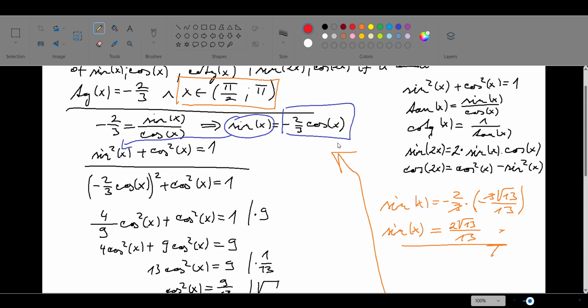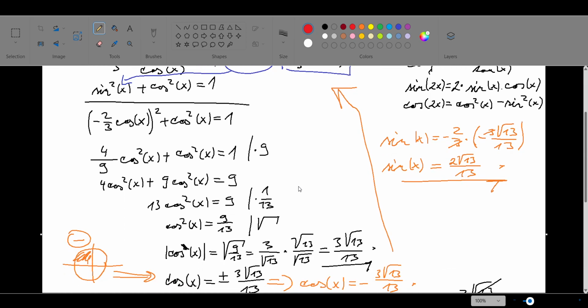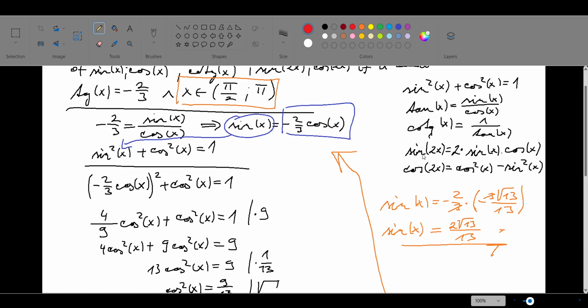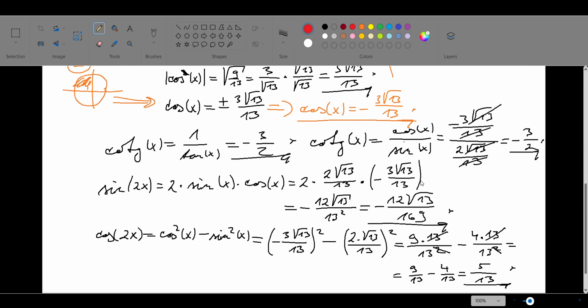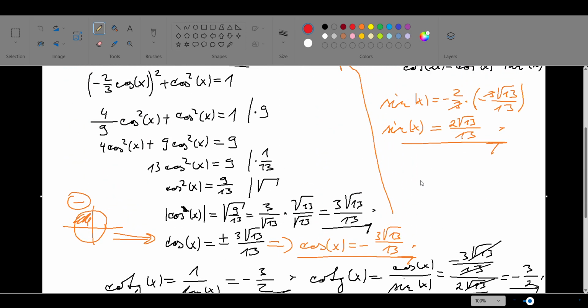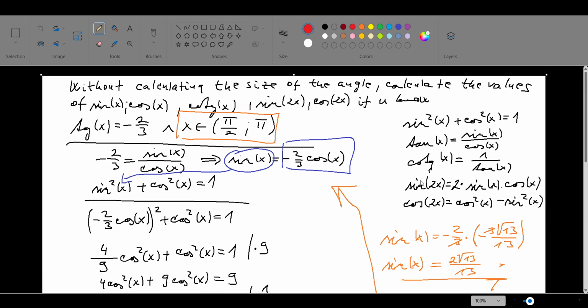And once you have these two values, you can very easily calculate the value of sine of 2x, cosine of 2x, or you can very easily use the formula where it is required to know the values of the sine of x and cosine of x. Okay, I think this is it for this video, and I hope you will find it useful, though the second task is not working with nice numbers, but this is how it is.